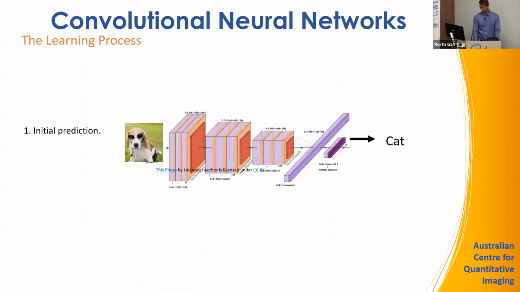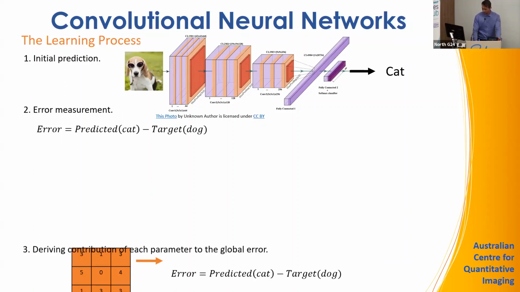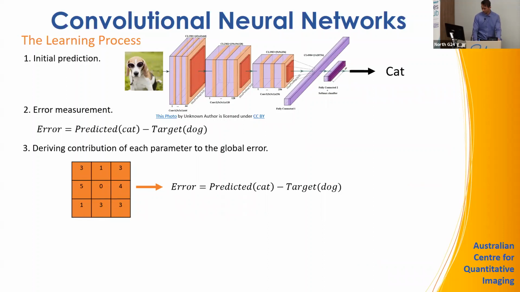And just to briefly cover the learning process, so you would input an image, it would spit out a result. Obviously, this result isn't very good because the model hasn't been trained. We then calculate the error of our model, and we derive a contribution of each parameter to the global error. So we can calculate how wrong every parameter is in giving our output.